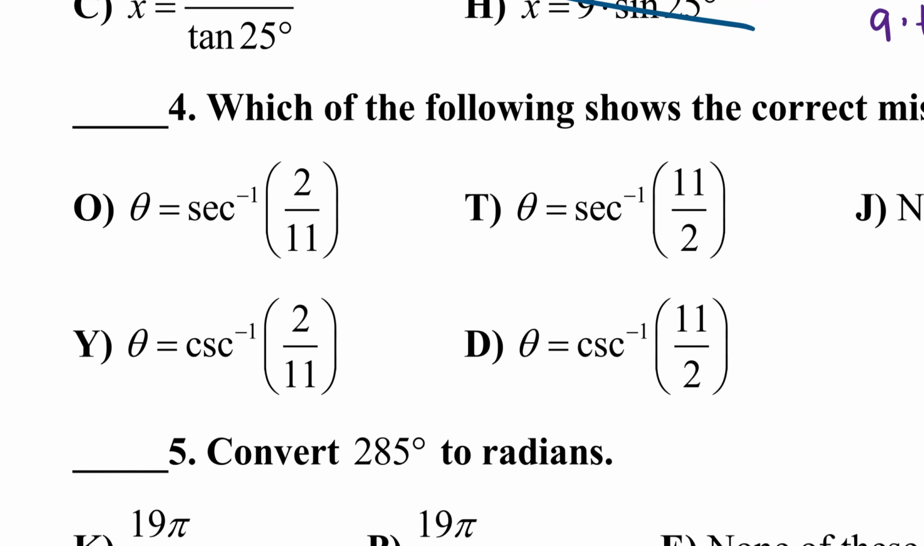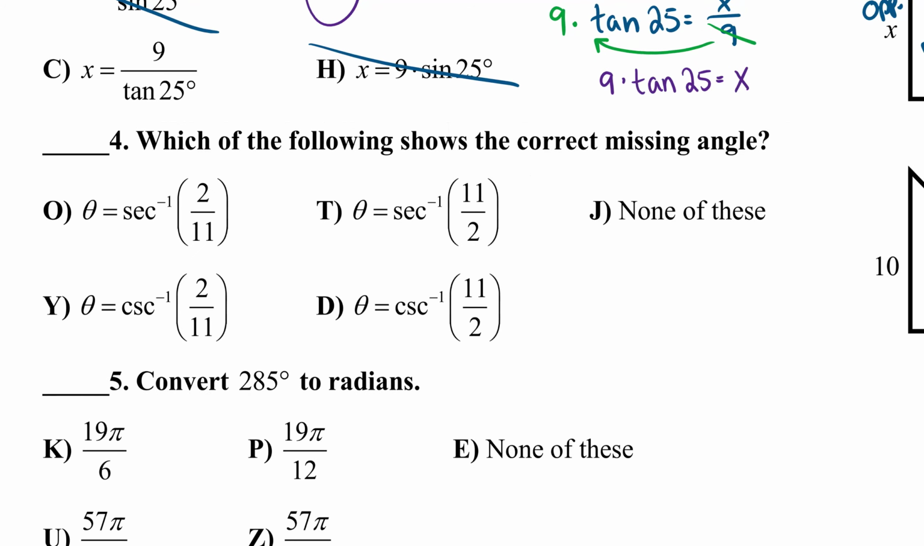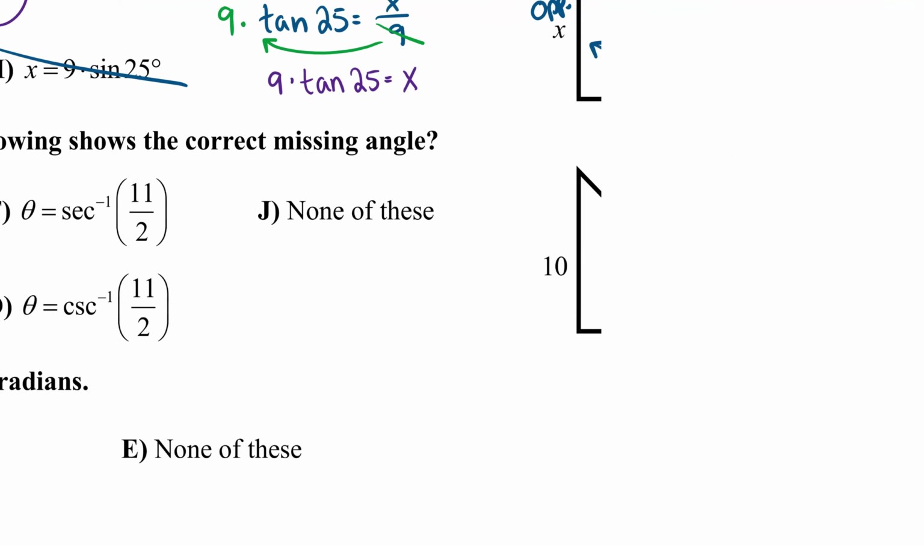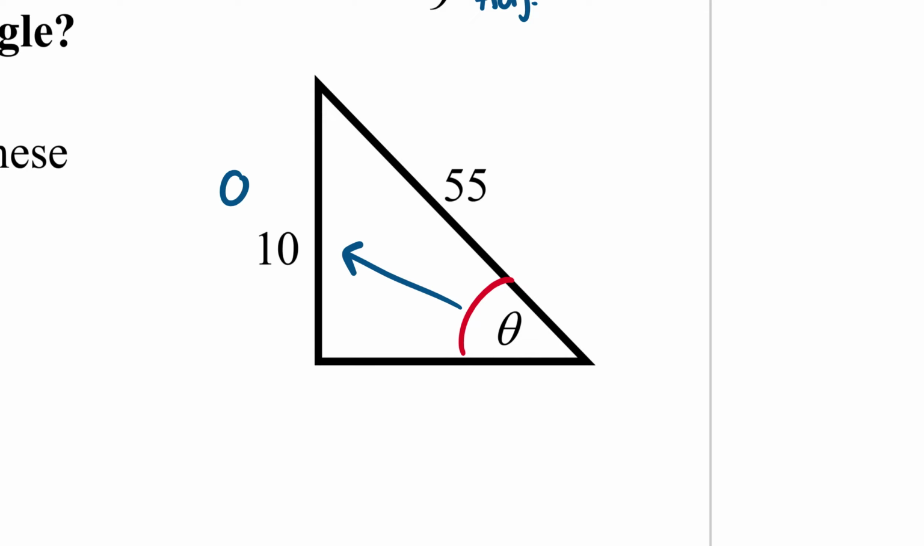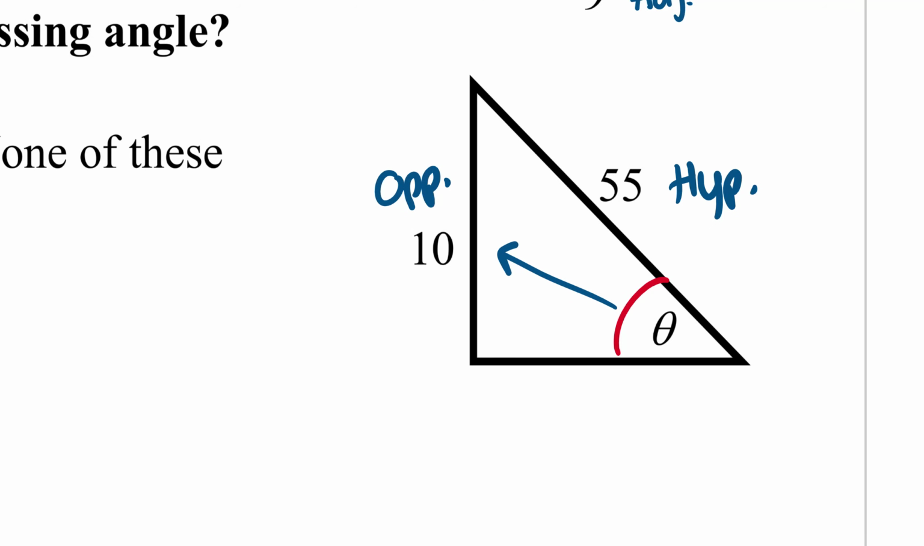Which of the following, number 4, shows the correct missing angle? Okay, same thing. We have an angle and I only have 2 sides, so I'm forcing you to use a specific trig ratio. So again, across is opposite. We have hypotenuse, and then I don't even need adjacent, so I'm not going to write it down. Okay, opposite and hypotenuse is already sine.